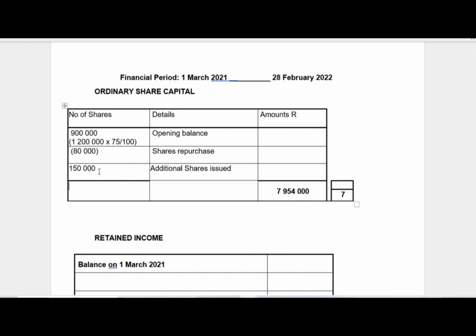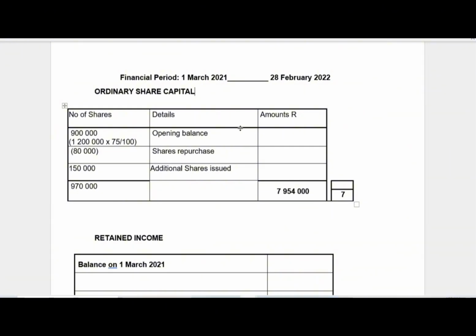So 900,000 opening balance of shares issued, minus 80,000 of repurchase, plus 150,000 additional issue. I'm getting 970,000. That is the total number of shares that were issued for the year 2021-2022. So now we are done with the number of shares.